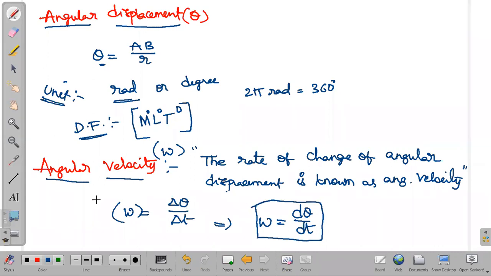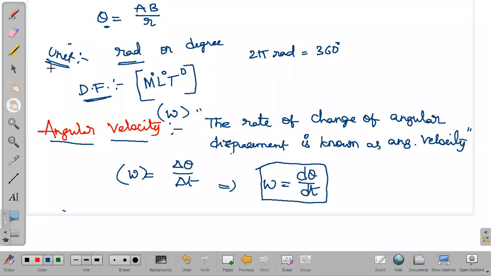So what about the unit of angular velocity? Angular velocity depends on angular displacement and time. The angular displacement unit is radian and the time unit is second. So its unit will be radian per second. Radian per second is angular velocity.